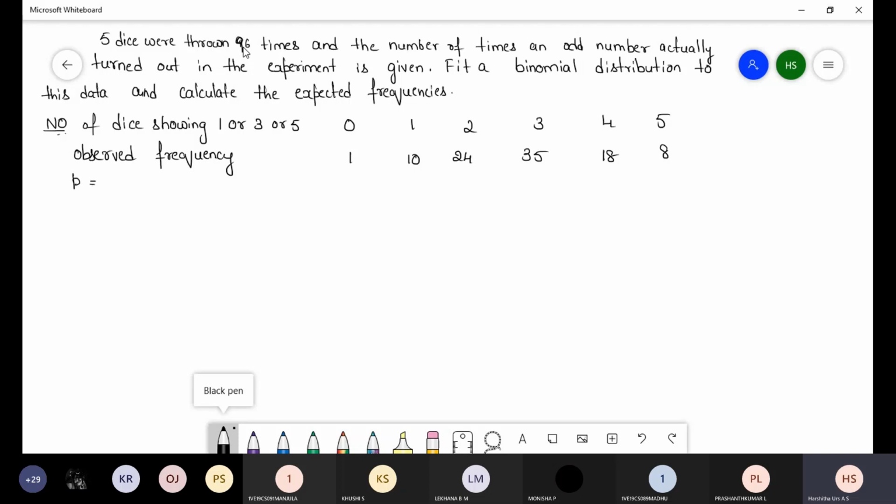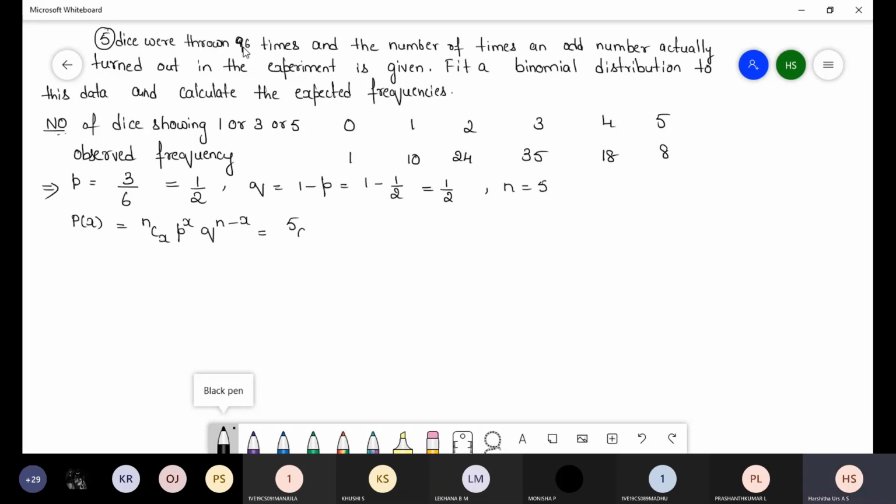Now they have already given the odd numbers 1, 3 or 5. So P is equal to the number of odd numbers in a dice, 3, divided by the total number of numbers in a dice, 6. So the P value we get is 1 by 2. Next, Q is equal to 1 minus P, which is 1 minus 1 by 2, that is equal to 1 by 2. Now we have to find the binomial distribution probability function, that is p of x is equal to nCx p power x q power n minus x. Here n is given as 5 because 5 dice were thrown 96 times. So n is equal to 5.